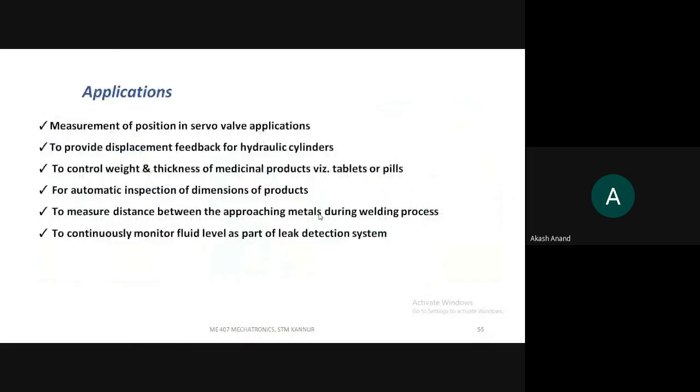The applications of LVDTs are: it is used for measurement of position in servo valve applications. It can be used for measurement of positions in servo motor applications, and to provide displacement feedback for hydraulic cylinders. It is also used to control weight and thickness of medical products like tablets and pills, and for automatic inspection of the dimensions of the product.